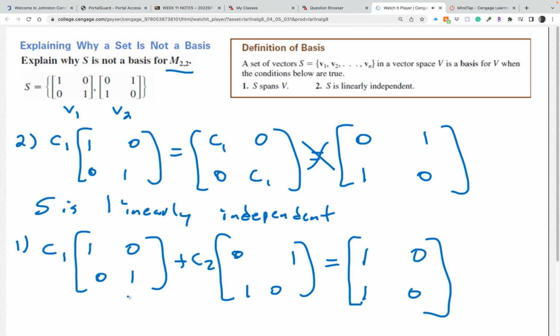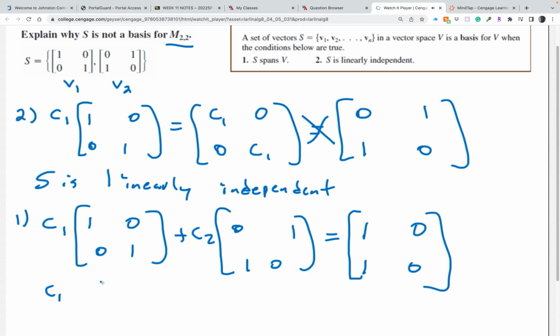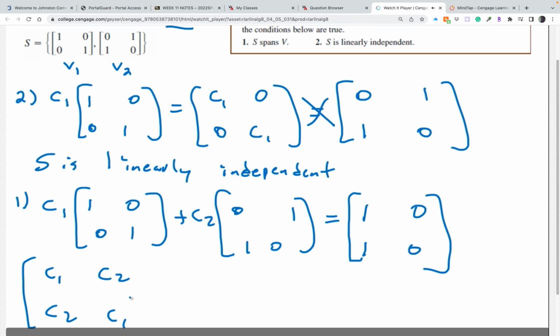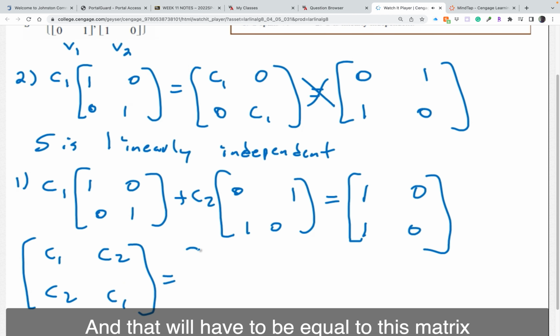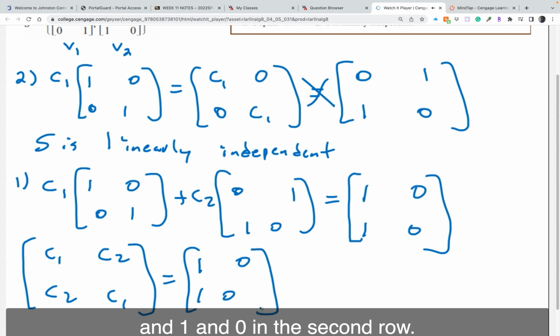Well, if we set this up, what will happen is when we add the two matrices, we'll get C sub 1 in the first row, first column, and in the first row and second column, we'll get C sub 2, and in the second row and first column, we'll get C sub 2, and in the second row and second column, we'll get C sub 1. And that will have to be equal to this matrix consisting of 1 and 0 in the first row and 1 and 0 in the second row.